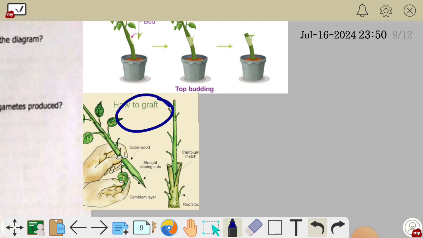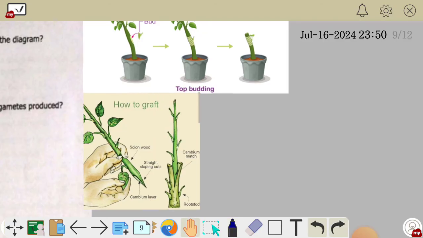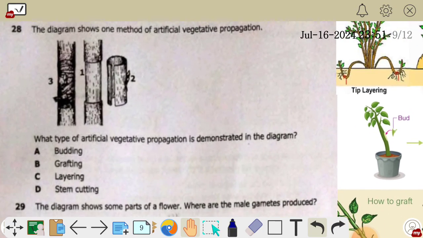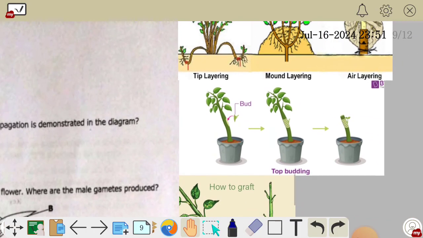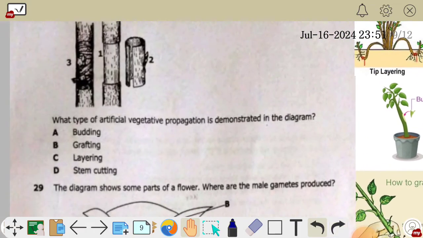So that is grafting. So going back to our question now, what type of artificial vegetative propagation is shown here? That one is this one which is here. So that is what we call grafting. Okay, so that is grafting.